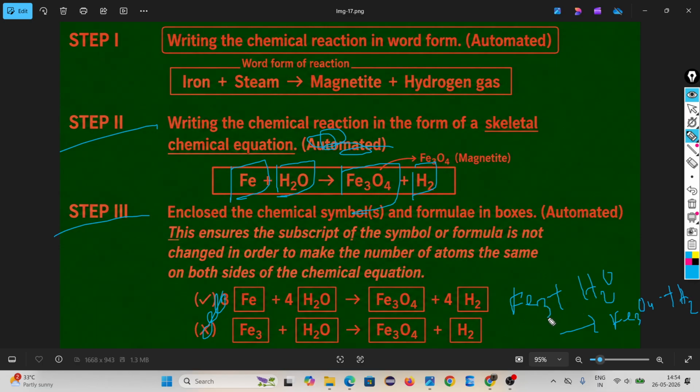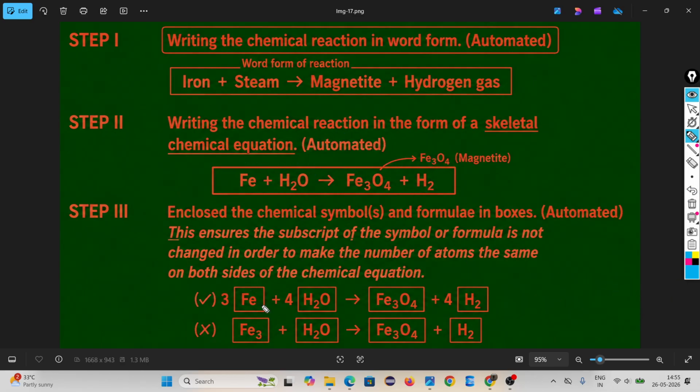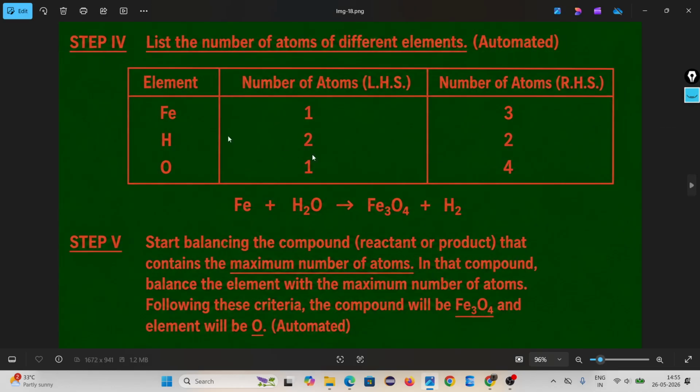Suppose I write 3 here. That's wrong. You cannot write in the subscript, you can write only in front. To ensure that we don't change the subscript, that's why we are making boxes. Then list the number of atoms of the different elements.